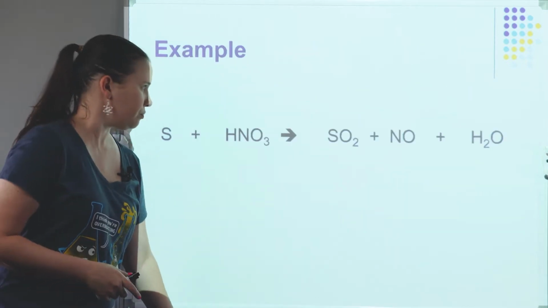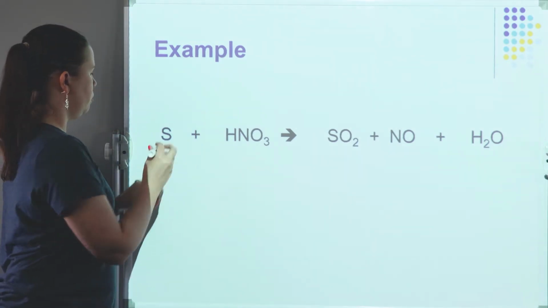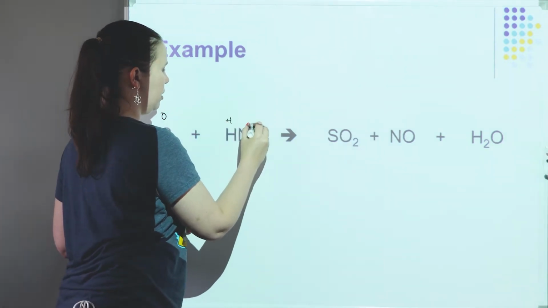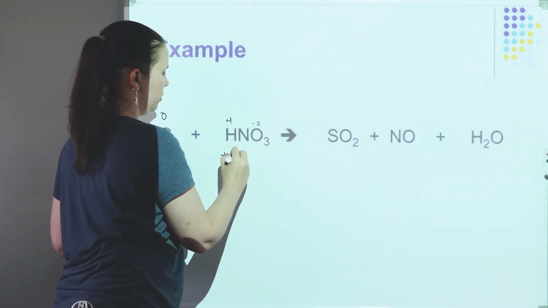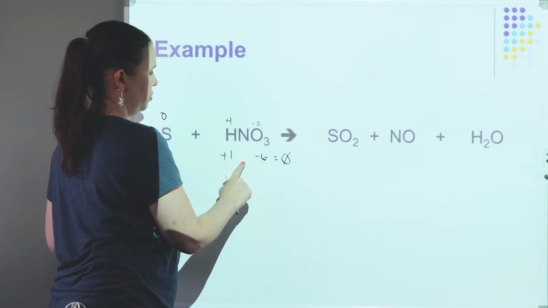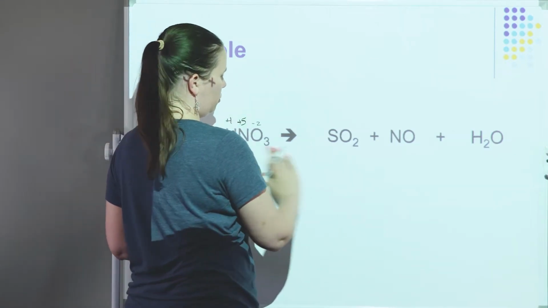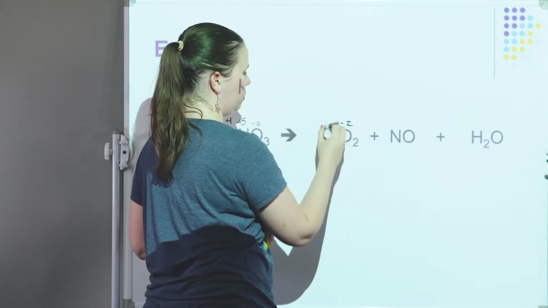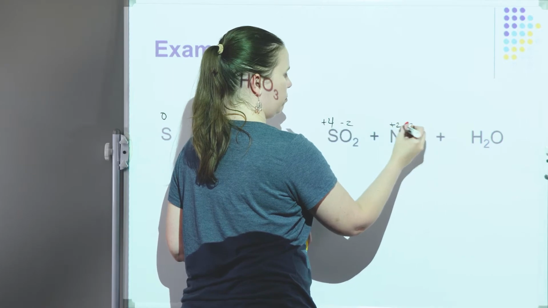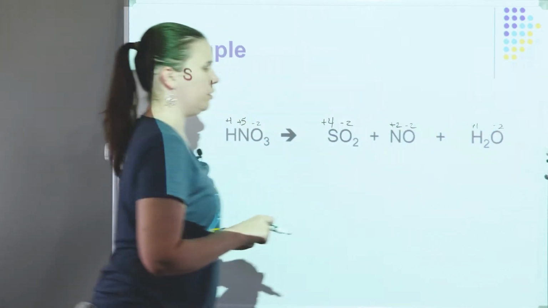So let's try one. First thing I want to do to this equation is go through and write my oxidation numbers. So my sulfur is 0. With hydrogen I have +1 and the oxygen's -2. So +1 and -6, and I want that to be neutral, so that nitrogen's going to need to be a +5. Onto the sulfur dioxide, oxygen's -2 twice would make the sulfur a +4. If oxygen's -2, nitrogen would have to be +2. And then we have +1 and -2 for our water.